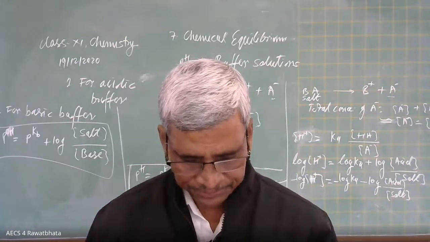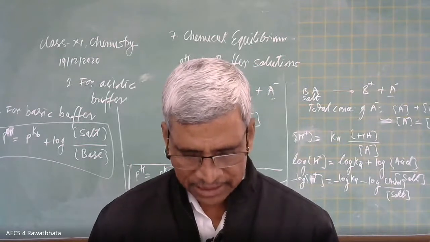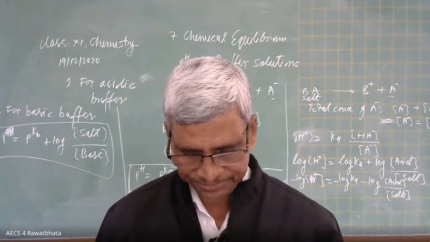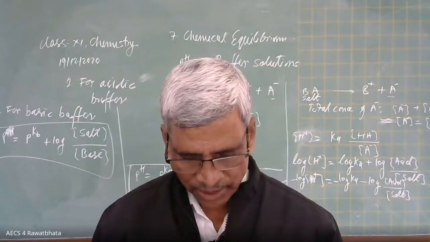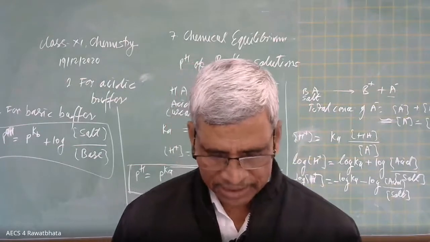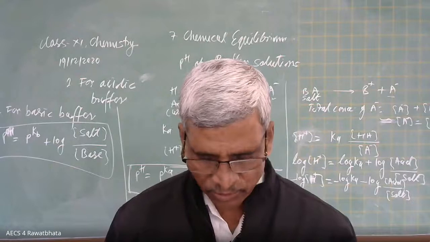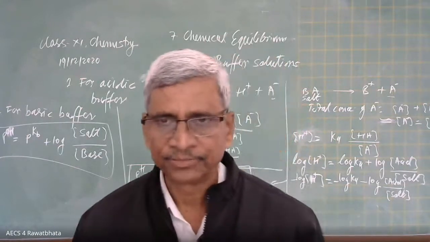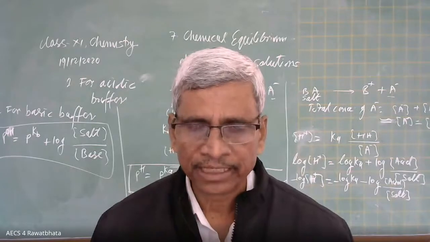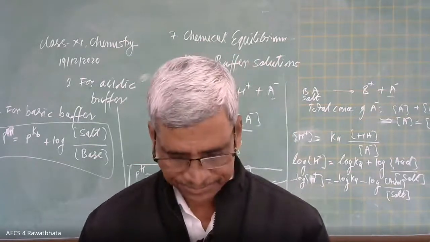Question number 10. Give the conditions at which a chemical equilibrium can exist in an open vessel. Illustrate your answer with a suitable example. Give the condition at which a chemical equilibrium can exist in an open vessel. Yes, beta. Any idea? Equilibrium exists in an open vessel. Under what condition?